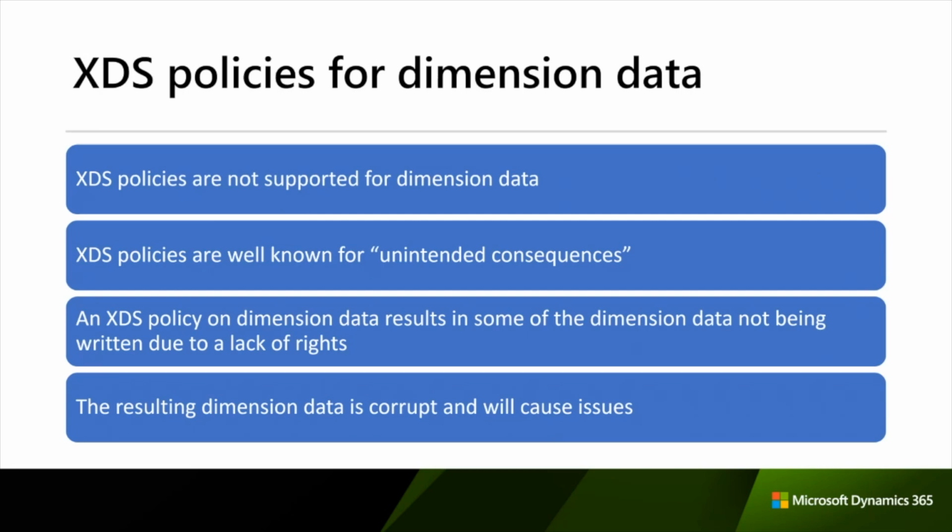One other possibility for dimension corruption is to have an XDS policy for dimension data. This is not as common, but XDS policies are not supported for dimension data. On Fast Track, we ask questions about when anybody has an XDS policy, because they're well known for unintended consequences as well, things being restricted that you really didn't want restricted. But an XDS policy on dimension data will result in some of the dimension data not being written due to a lack of rights or permissions.